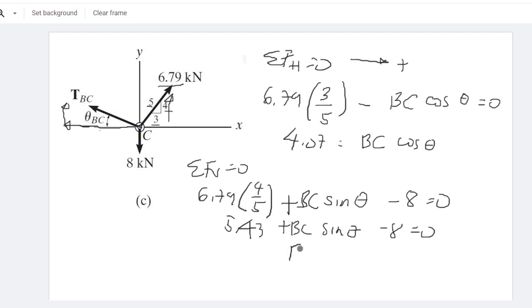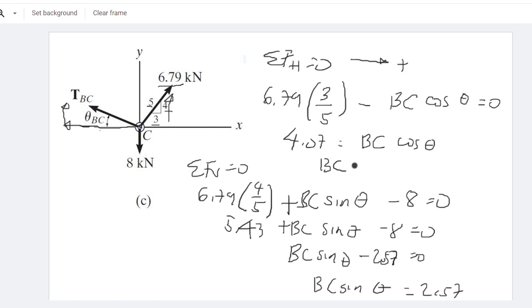So therefore we have BC sine theta equals 8 minus 5.43 minus 8 will give you negative 2.57 equals to 0. Or we could write BC sine theta is equal to 2.57. This one could also be like BC cosine theta is equal to 4.07. This is equation 1, let us say, and this one is equation 2.